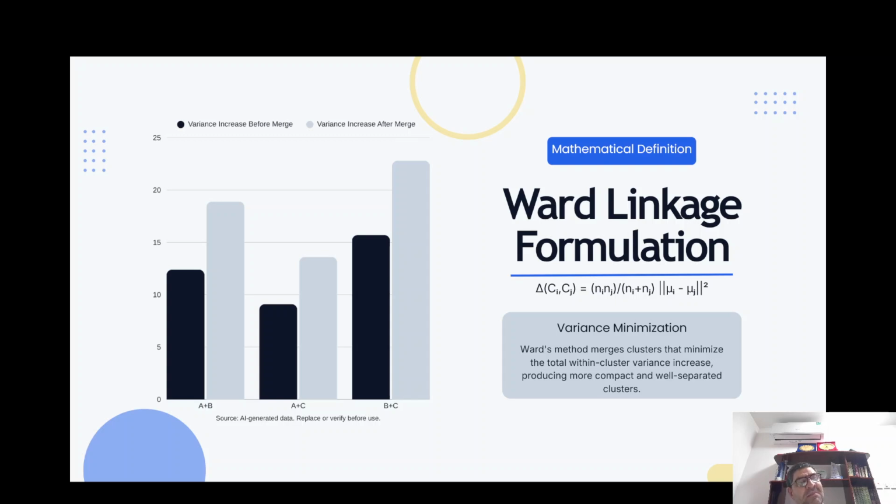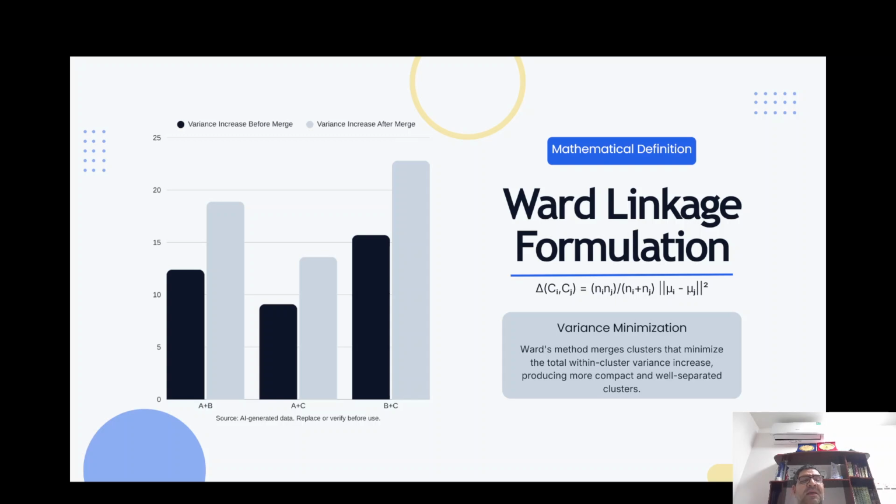So how does variance minimization happen when we are using Ward linkage? Ward's method merges clusters that minimize the total within-cluster variance increase. So when we are using Ward's method, it merges clusters that minimize the total within-cluster variance increase, producing more compact and well separated clusters.